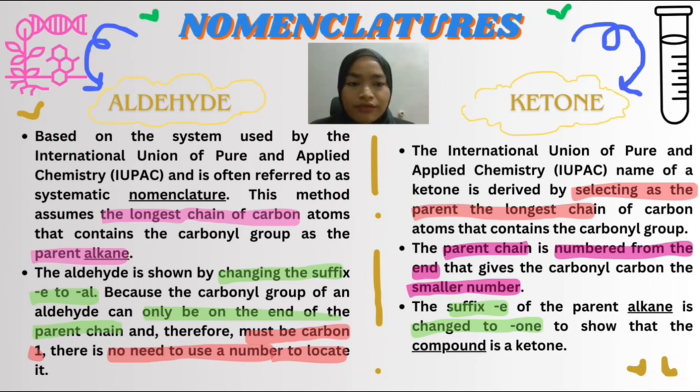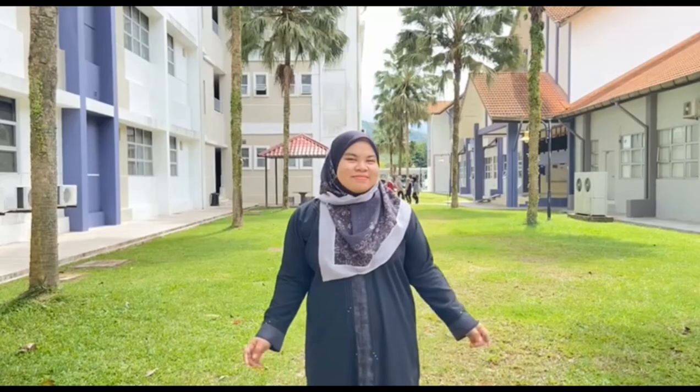Next, nomenclature of ketone. The IUPAC name of a ketone is derived by selecting as the parent the longest chain of carbon atoms that contains the carbonyl group. The parent chain is numbered from the end that gives the carbonyl carbon the smaller number. The suffix -e of the parent alkane is changed to -one to show that the compound is a ketone.